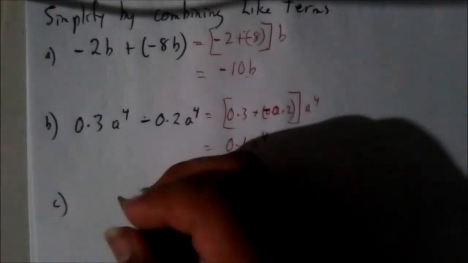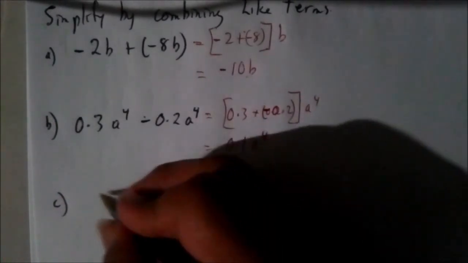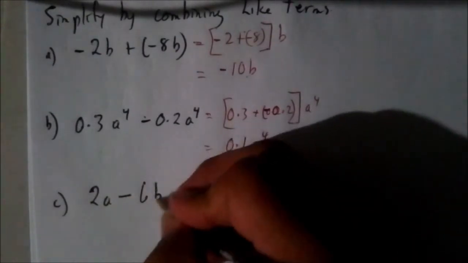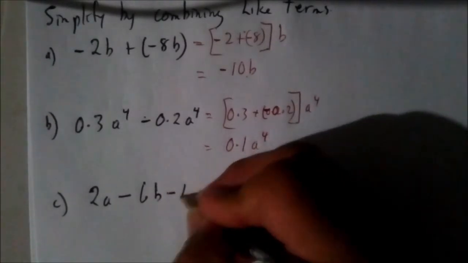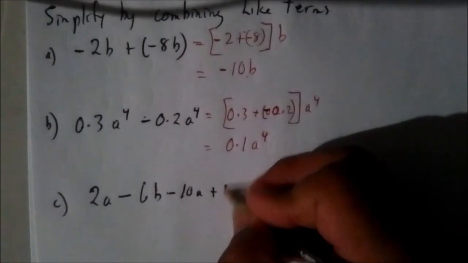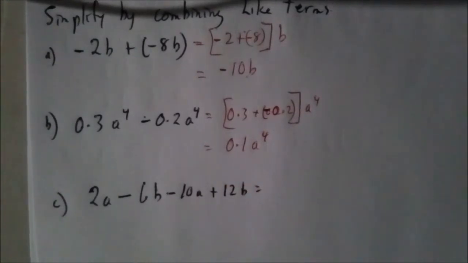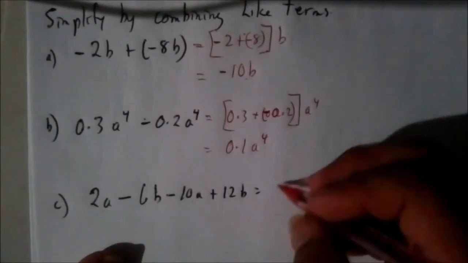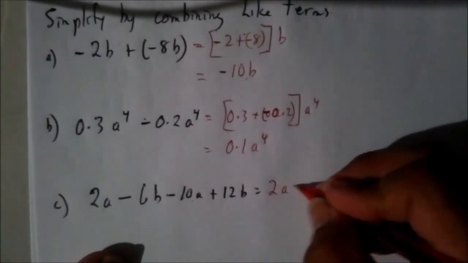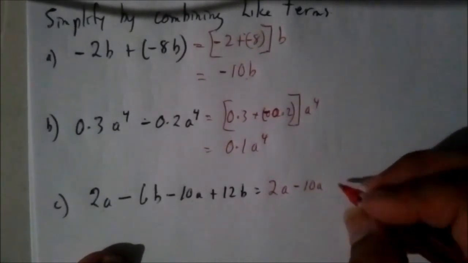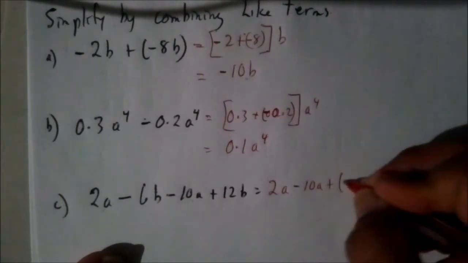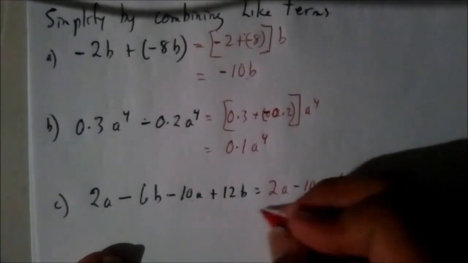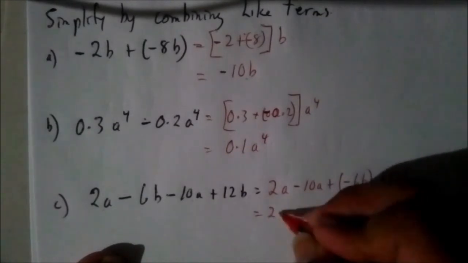Our next example is as follows. Simplify again. So we have here 2a minus 6b minus 10a plus 12b. How do we solve that? Okay, well, we need to combine like terms. 2a and 10a are like terms. We put 2a minus 10a and we put here plus the negative 6b plus the 12b.